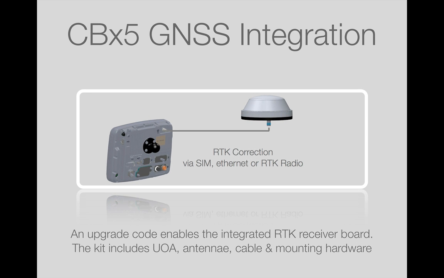So for some applications, this is quite a nice, compact solution. I simply can install the control box, give it power, enable the internal RTK receiver board by whatever Carlson machine control application we're using, and then add an antenna cable and GNSS antenna.